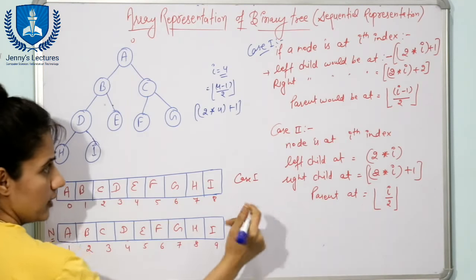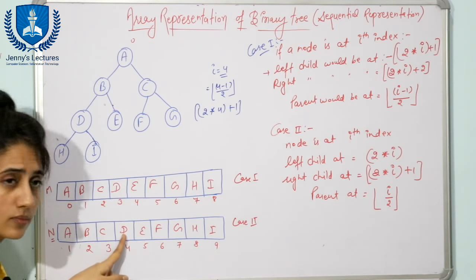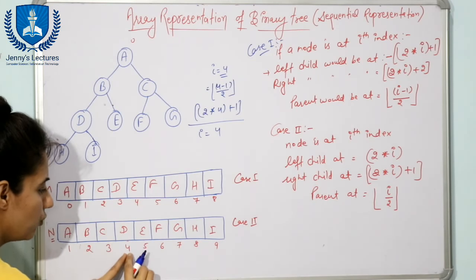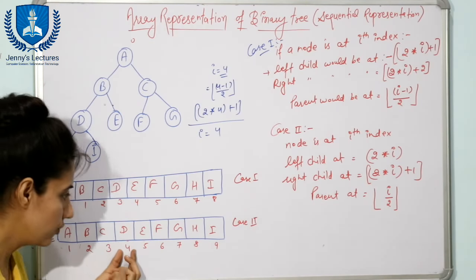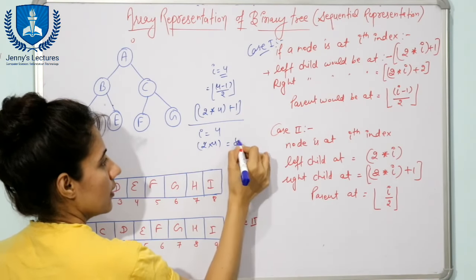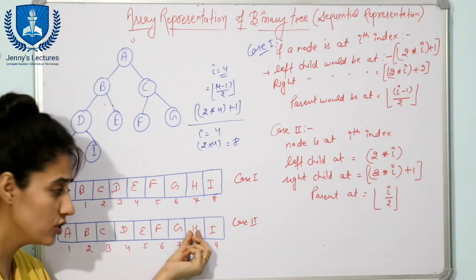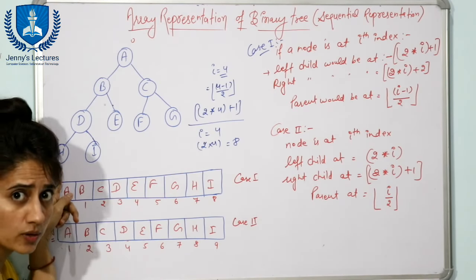In this case, suppose i is this one, D. So I am taking i is equal to 4, and at 4th we have D. Now find out the left and right child of this D. This would be 2 into i, 2 into 4, that is 8th. At 8th index we have H. So left child of this D is H. You can easily check from this tree. What about right child? 8 plus 1, that is at 9th. At 9th we have I. So here we have right child, that is I.